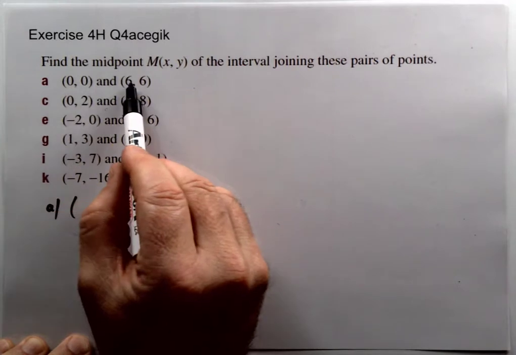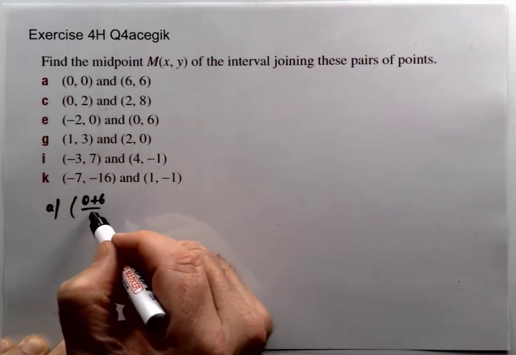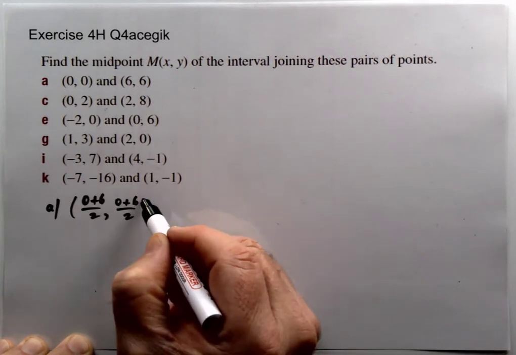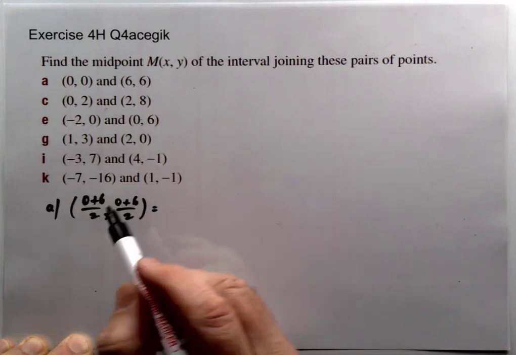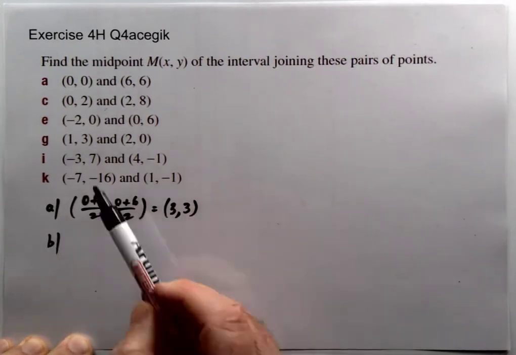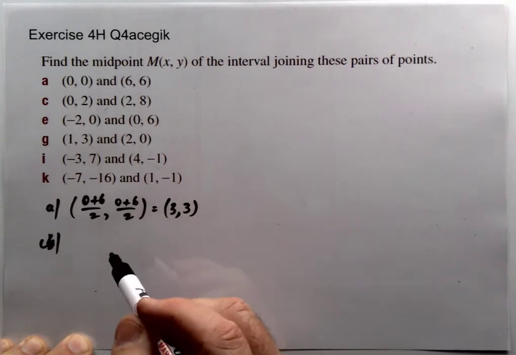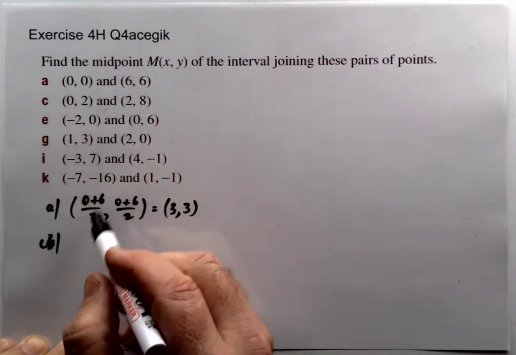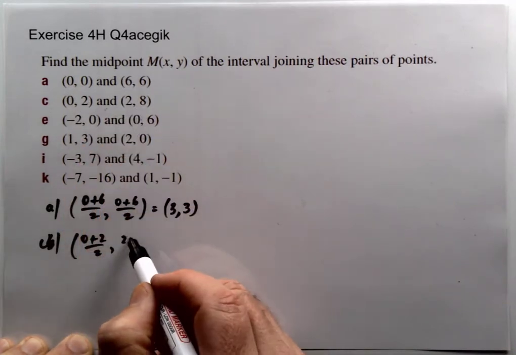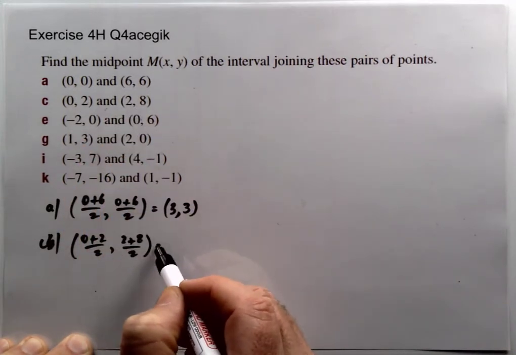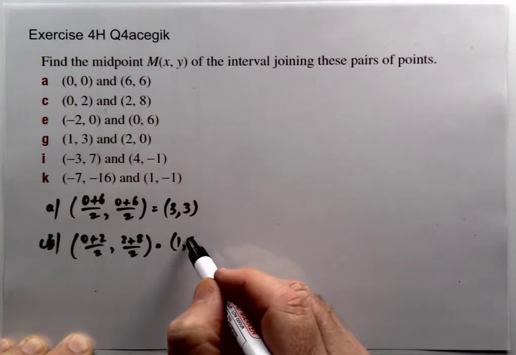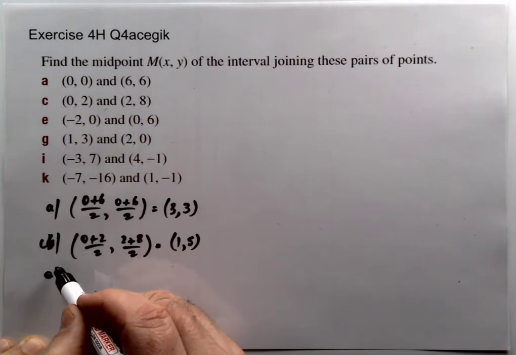So the first x value plus the second one divided by 2. First y value plus the second y value divided by 2, and 6 divided by 2 is 3, and same again. Sorry, that should be C. Okay, again same thing, we're going to add the 0 and the 2 together, add the 2 and the 8 together. That's 2 divided by 2 is 1, that's 10 divided by 2 is 5.